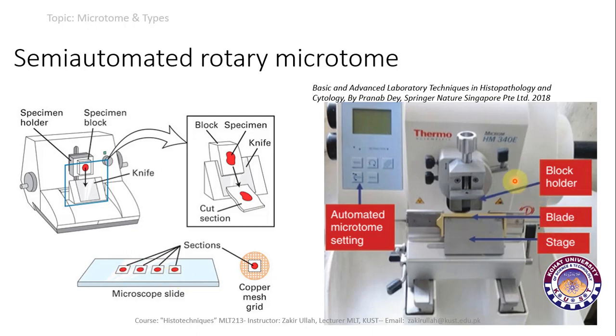This is the area. Here is the block holder which contains the block. This is the blade for cutting the thin sections, and here is the stage to get the ribbon of the tissues. This is the display from where the automated microtome setting is adjusted according to the size of the ribbon which is required.